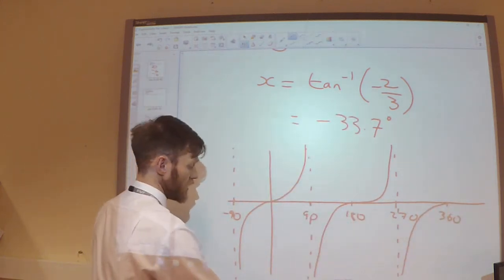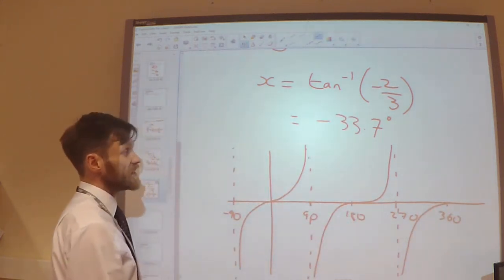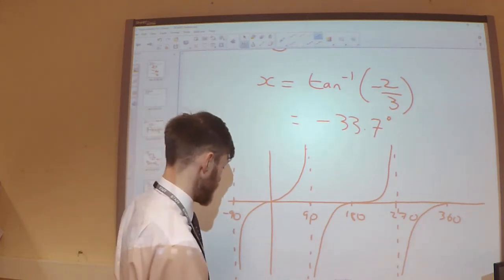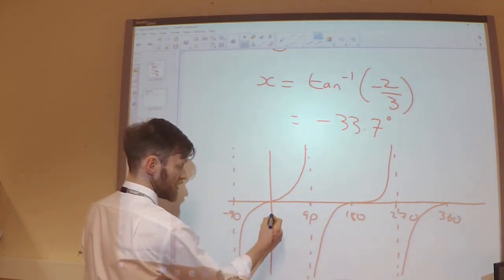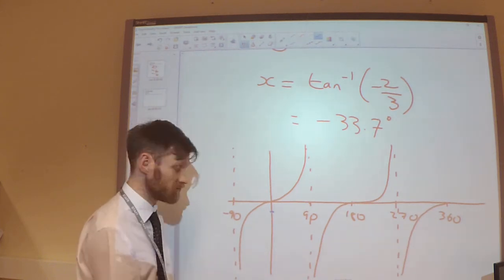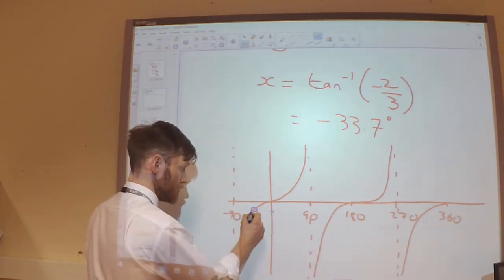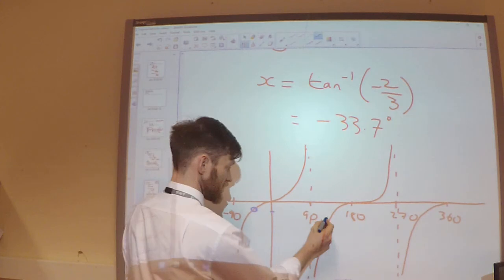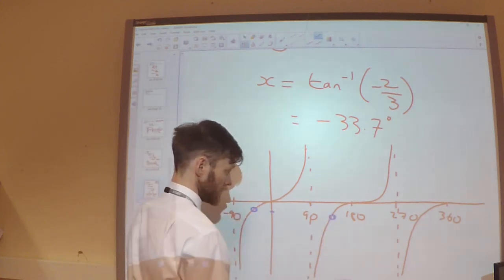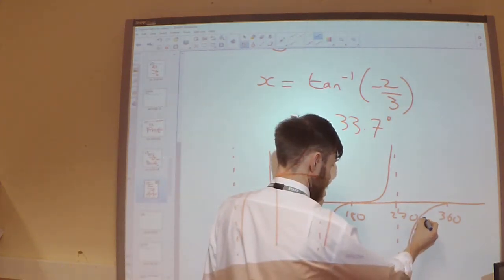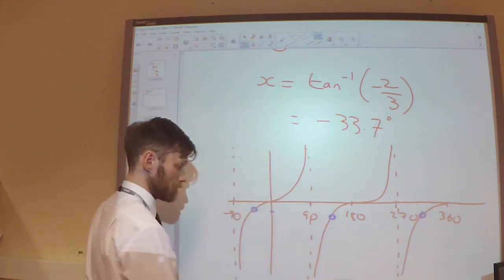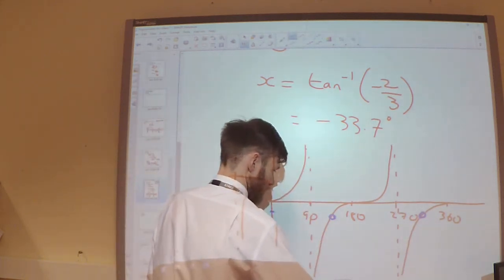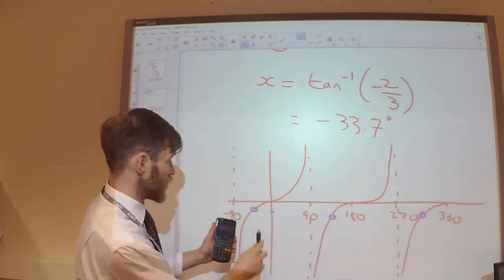Okay, and I'm looking to see when this is equal to minus 2/3. Minus 2/3, it's roughly about there. So I've got one solution here, I've got another solution here, and my third solution is over there. My calculator has already told me this solution.